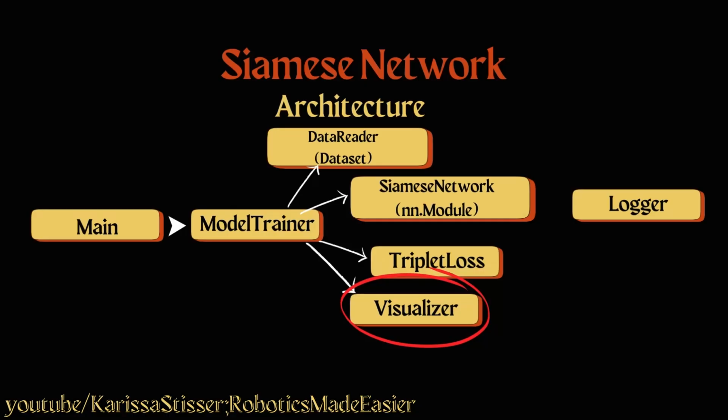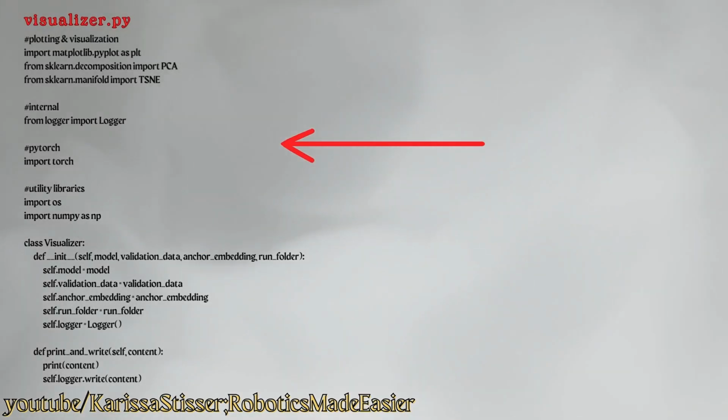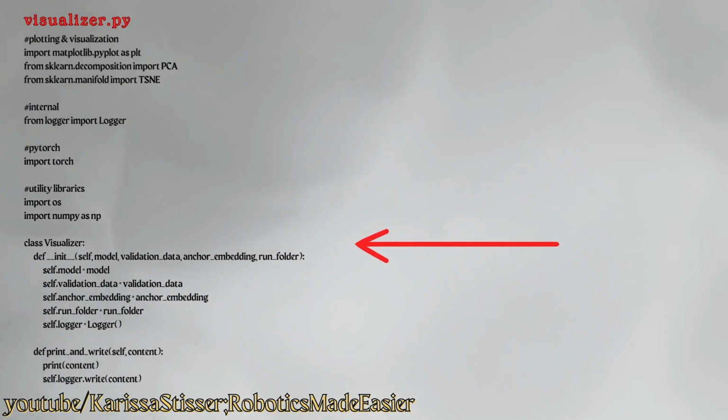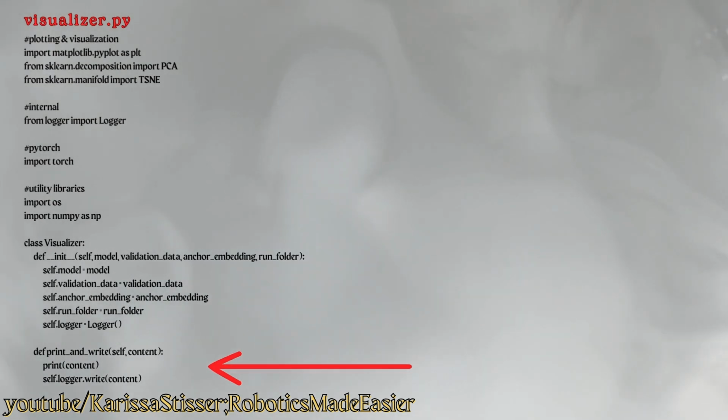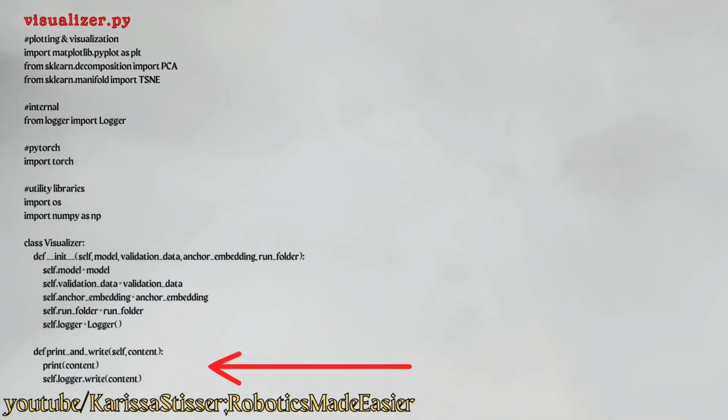Now we'll look at the visualizer, where we import our many libraries, create the visualizer class and its constructor, where we're passing in and saving an instance of the model, the validation data, the anchor embedding, and the run folder, so we can save off our images. We also initialize the logger here, and we have a print and write function where I print to the console and record the incoming string to the results log.